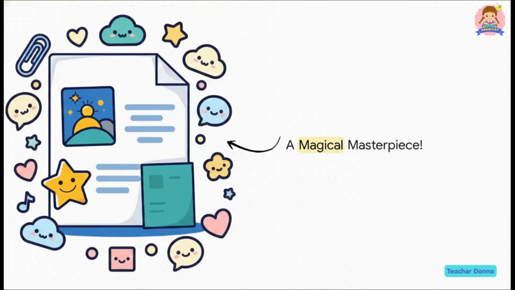When you put all those tools together, you get a magical masterpiece. Just look at this colorful page. It's got a beautiful picture of a sun rising over the mountains, a green text box, and even a big, happy, smiling yellow star shape. This is exactly the kind of storybook creation you can make.